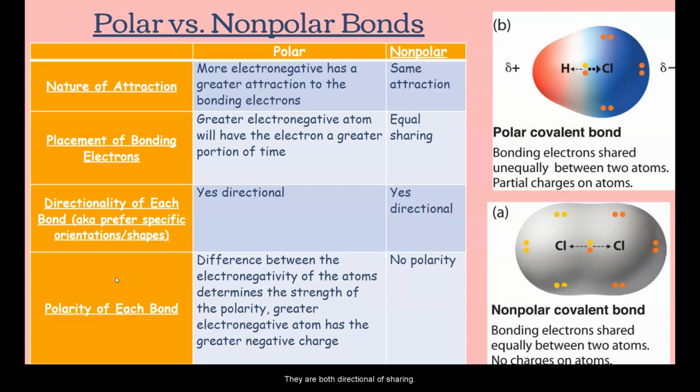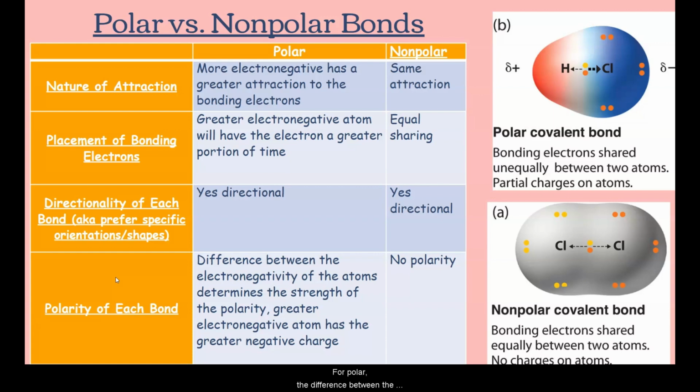They are both directional of sharing. They prefer specific orientation and shapes. So that's going to be important, and we will talk about that in a minute. And then the polarity of each bond is going to be very specific.